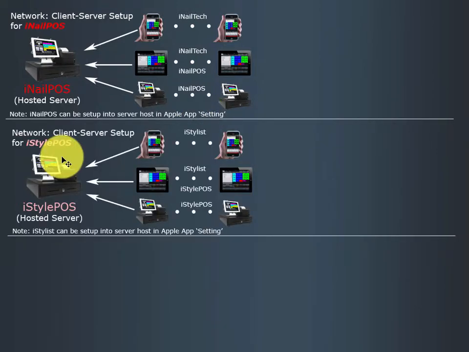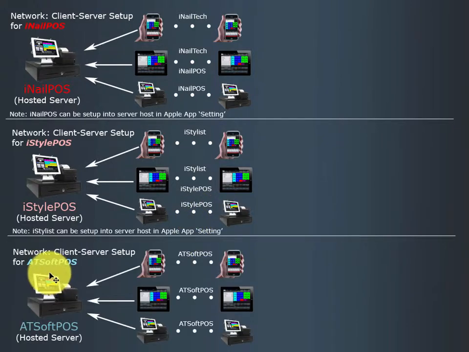Next is the iStar POS, geared to the Star Salon business industry. We have iStar POS as the host server, and client devices can be iStylish on iPhone, iStylish on iPad, iStar POS on iPad, and iStar POS station. Next we have ATPOS, designed for general POS systems. It also gets set up as a host server, and the clients can be INEL POS configured as a client on iPhone, INEL POS on iPad, and INEL POS station.